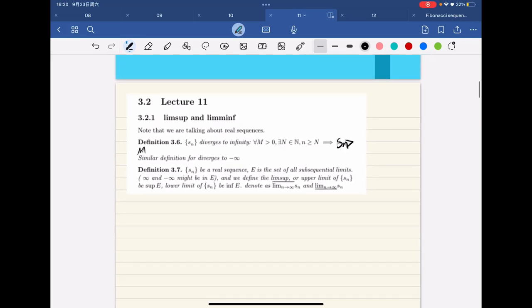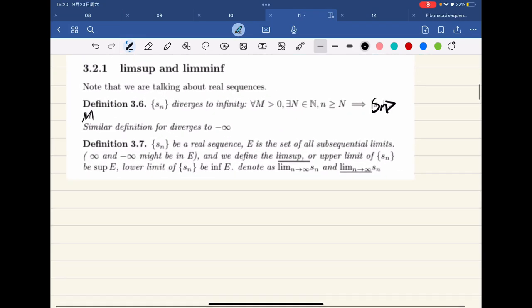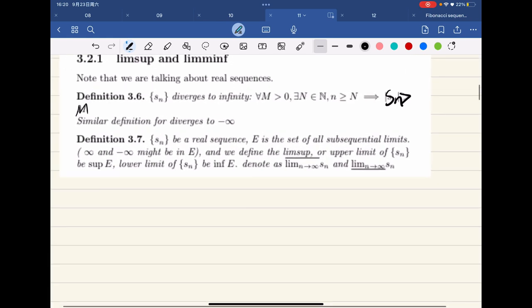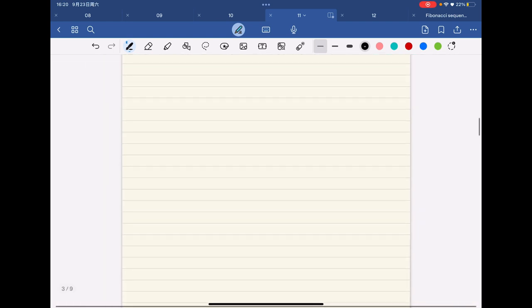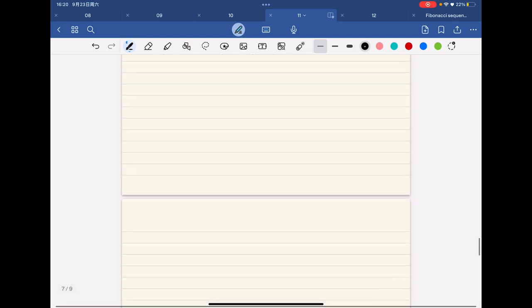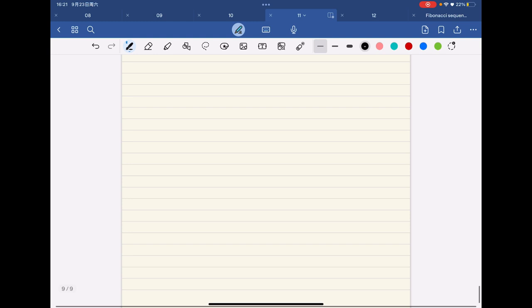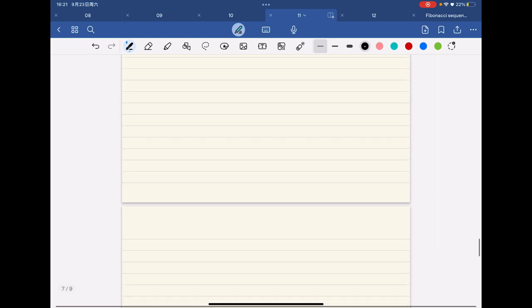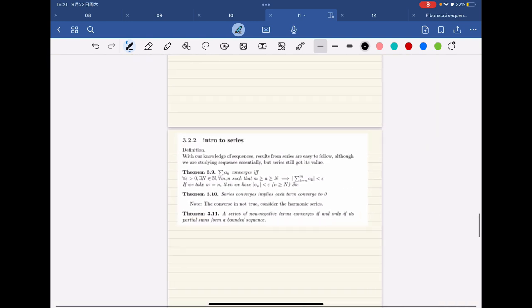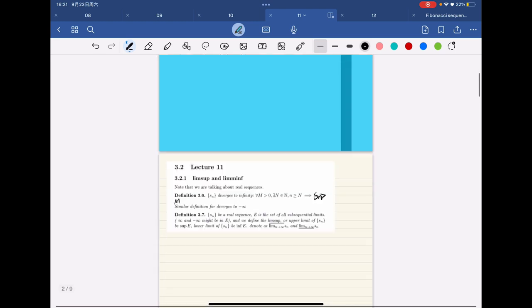Okay, this is the 11th lecture. I'm going to talk about real sequences for this lecture. Real numbers, we'll focus on real numbers. Before, we focused on arbitrary sequences, like general sequences. And we're going to talk about upper and lower limits and some properties about them. And then we're going to start series, with some intro about series. Okay, let's just start.